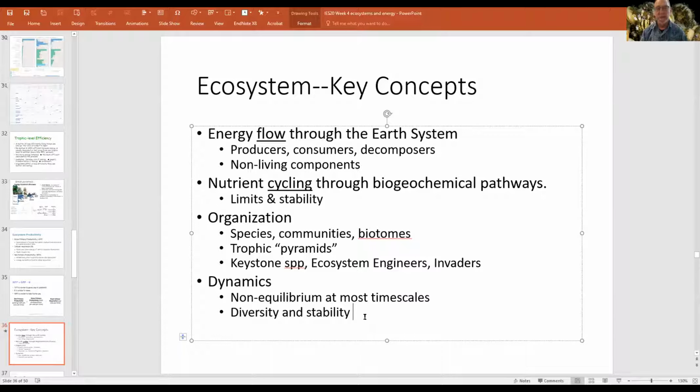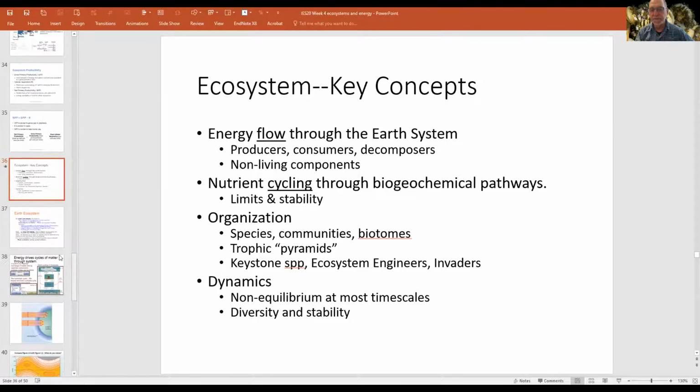And so these dynamics may be cyclical, or they may be permanent changes. So these are some key concepts of ecosystems.